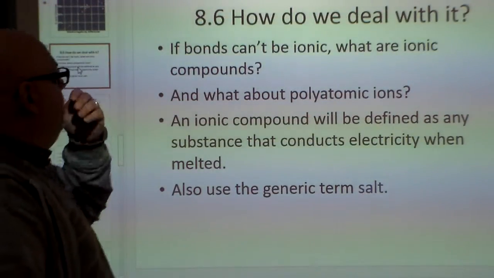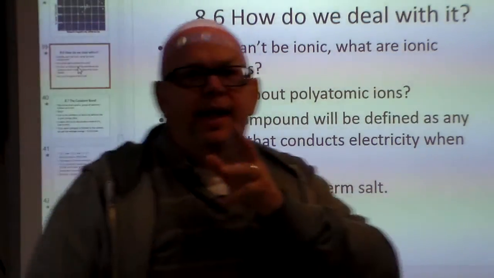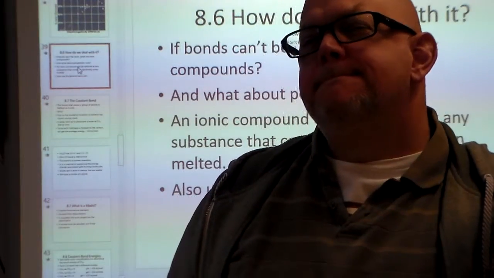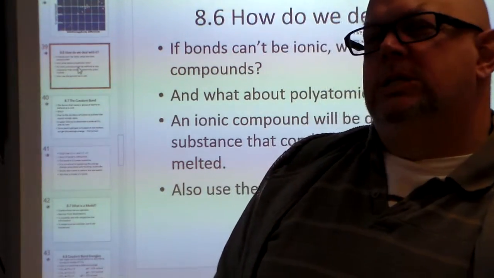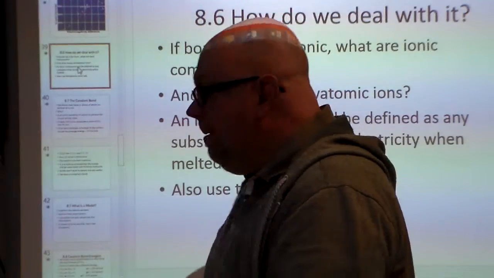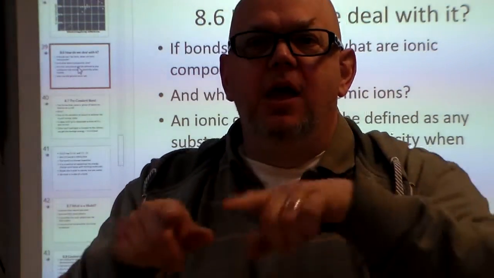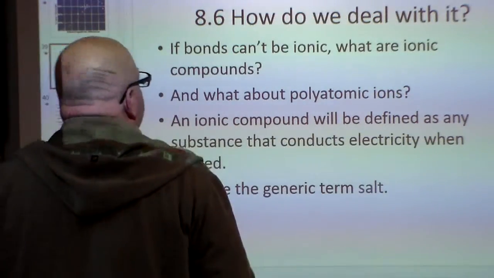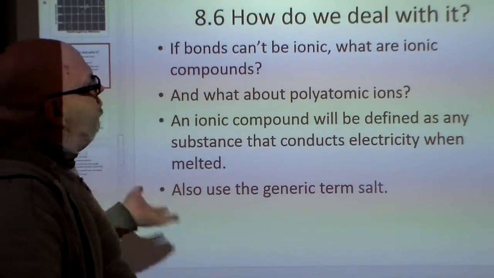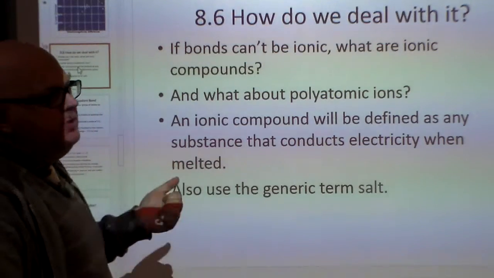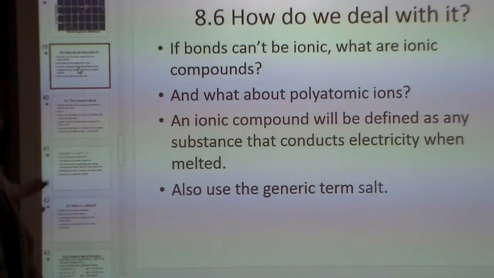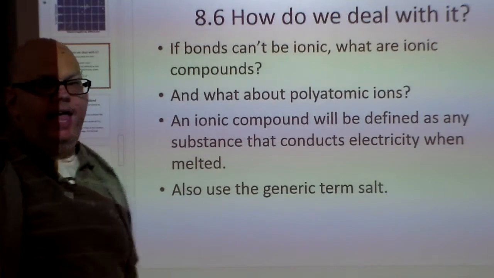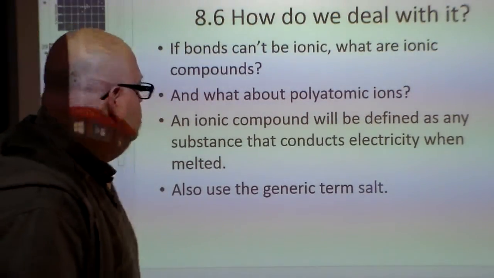Okay, so I mentioned to you earlier about ionic bonds being more like extreme polar covalent. Because at that point, what's the idea behind the ionic? Well, remember, there's a transfer of the electron. So some questions we have to ask are: if the bonds are not ionic, if they can't be, what are ionic compounds? How do we deal with polyatomic ions like SO3 with a -2 charge?